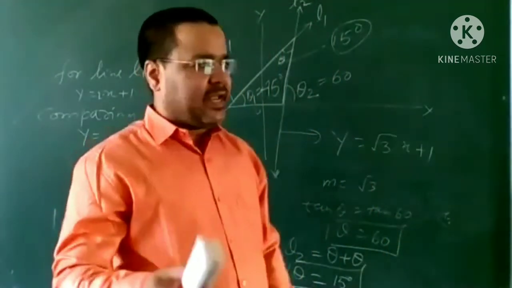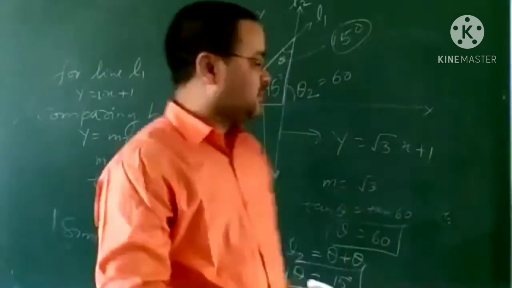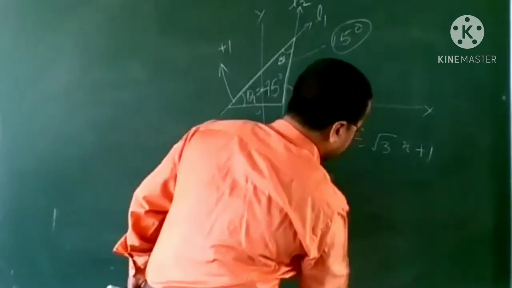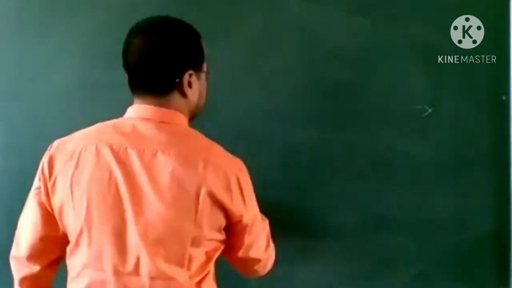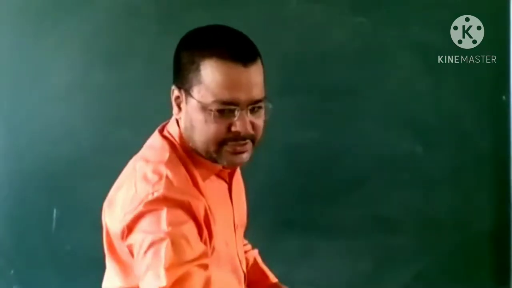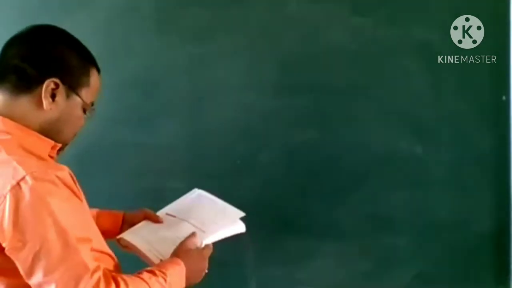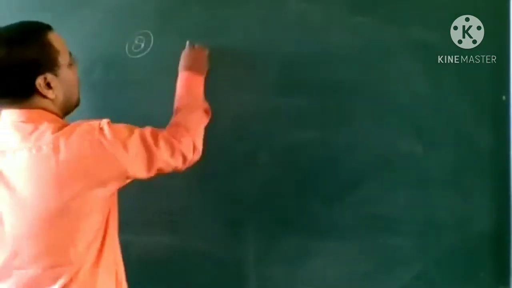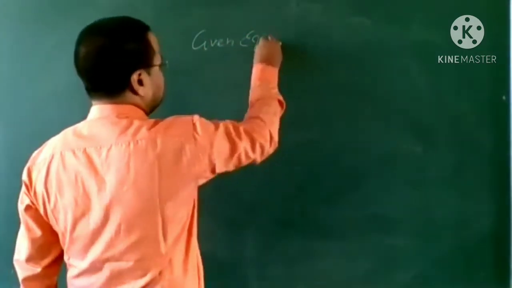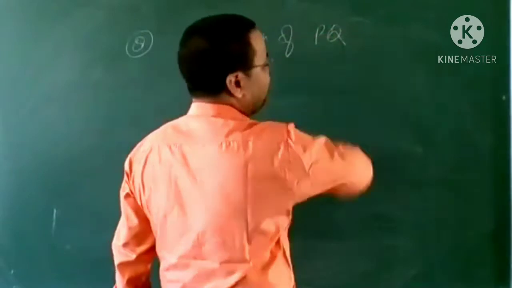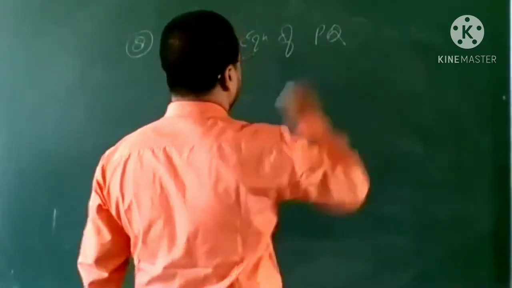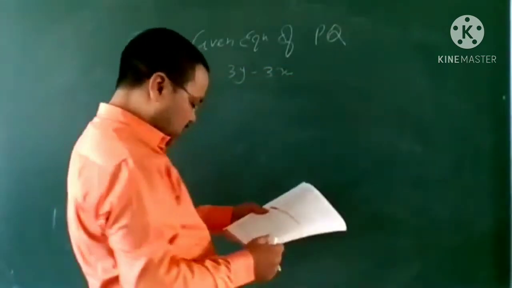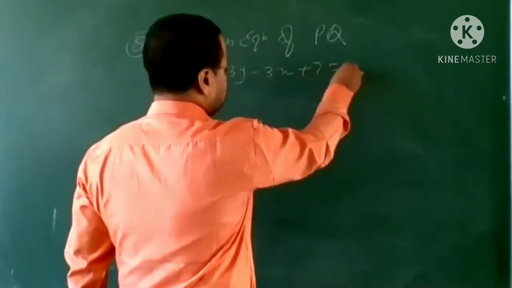So let us see now question number 8. It will be better if you sit with pen and copy so that you can write this. Clear? Let us discuss about the question number 8 now. Here the question is, given equation of the line PQ is 3y minus 3x plus 7 is equal to 0.